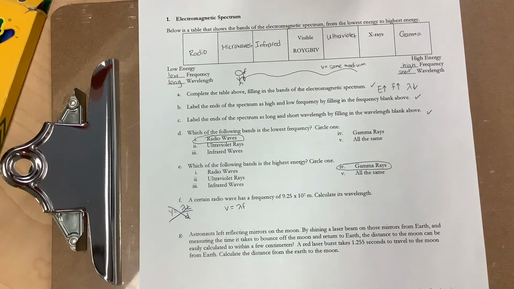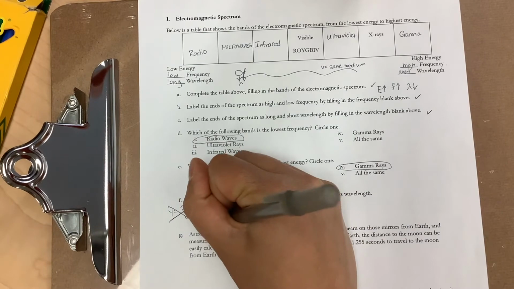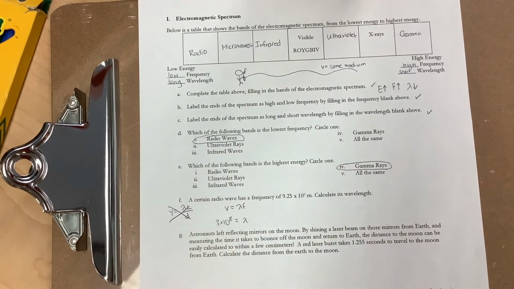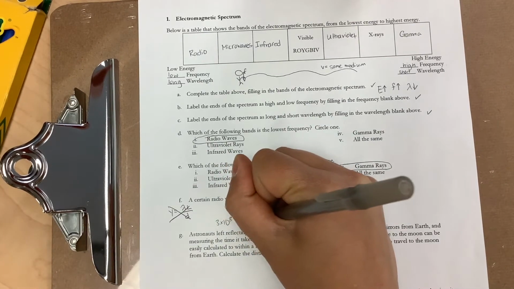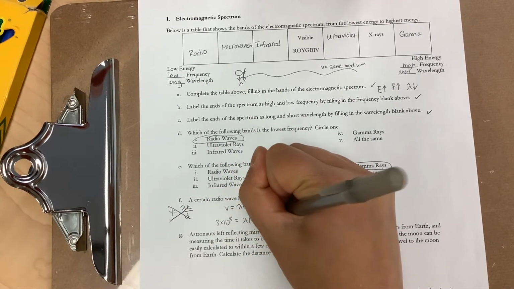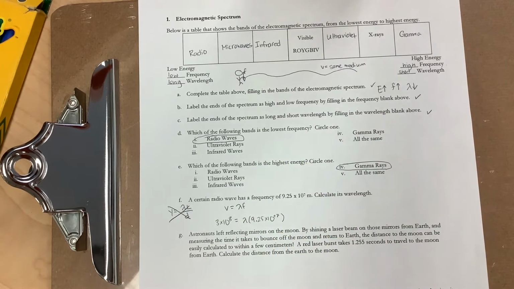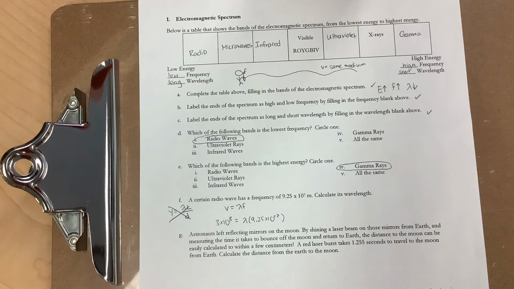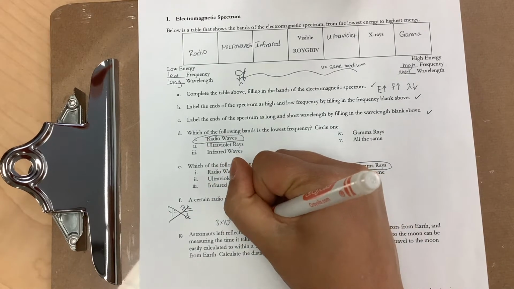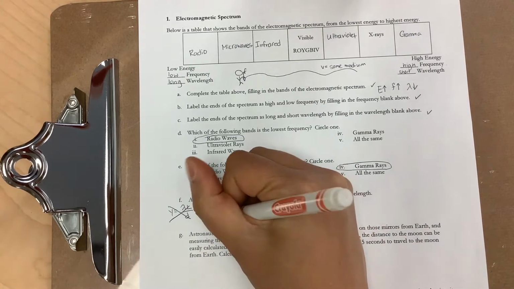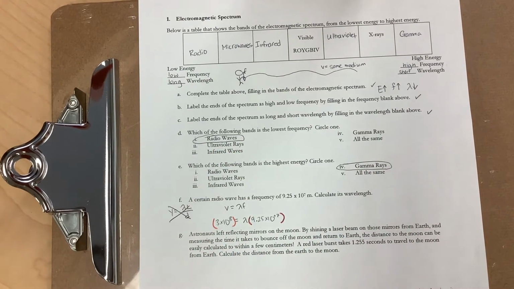So let's calculate. I see the speed of light is 3 times 10 to the 8th. It is always that in a vacuum. I'm trying to find wavelength, so I leave that as lambda. And the frequency is 9.25 times 10 to the 7th hertz. When I go do this division, I'm going to point out a very special thing that you should do. Whenever I see something in scientific notation, I'm going to put little parentheses around it. I'm going to treat that number like a block and never break the parentheses.